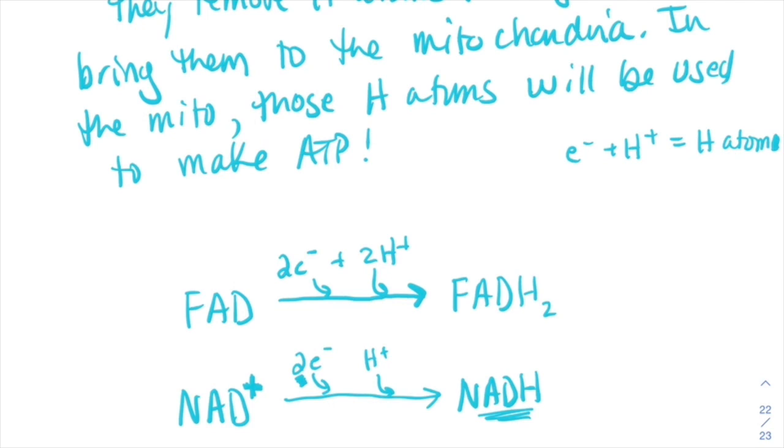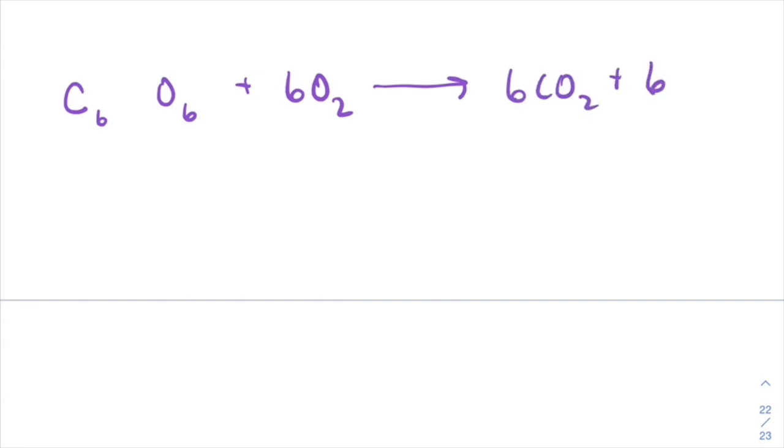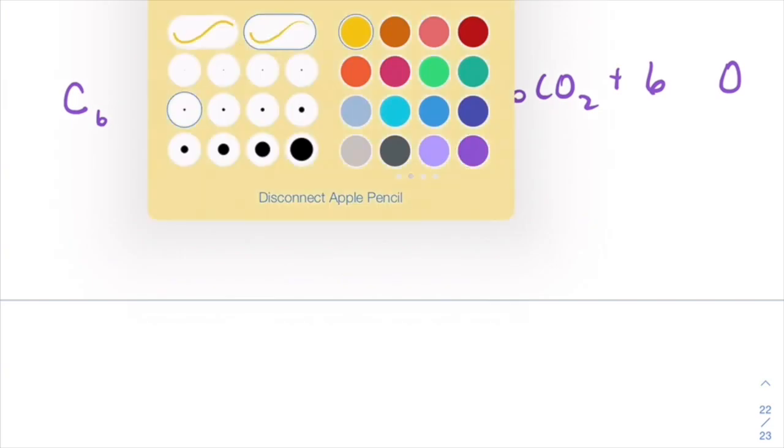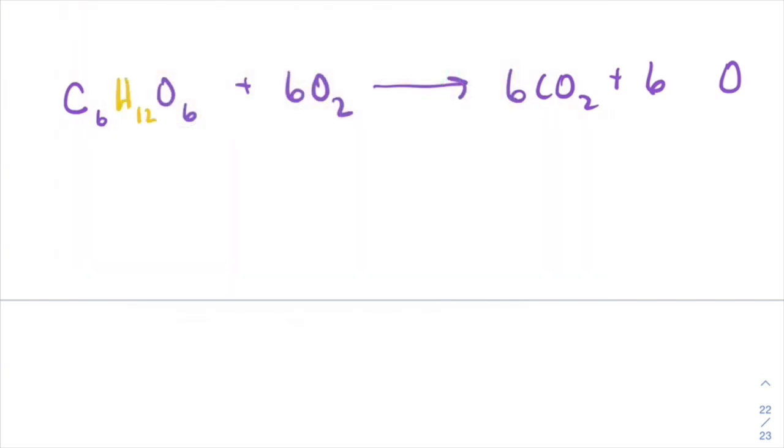So let's look at an overview of how this all works. Okay, I'm going to write this out. I'm going to color code things a little differently, so don't wig out when you see how I'm going to draw this. C6H12O6 plus 6O2 becomes 6CO2 plus 6H2O. I'm going to color code those hydrogens here. So it's C6H12O6 plus 6O2 yields 6CO2 and 6 water molecules right there.